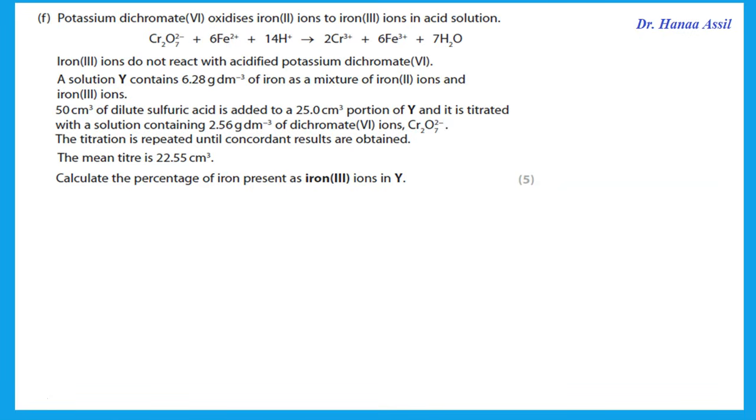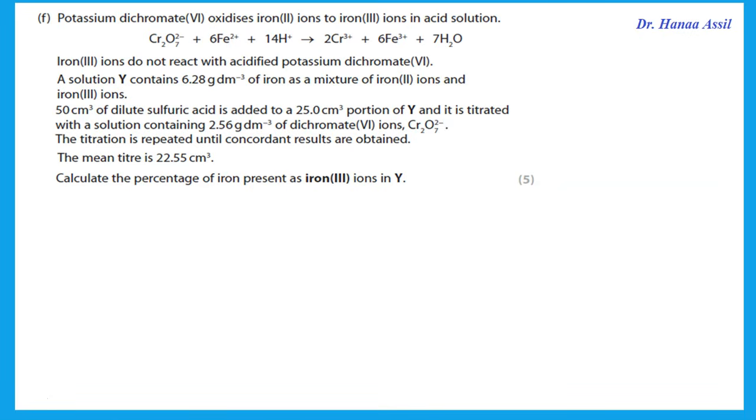50 centimeter cubed of sulfuric acid is added to 25 centimeter cubed of Y. It is titrated with a solution containing this amount of dichromate ions, and the titration is repeated until concordant results, and we got a mean titer of 22.55. Calculate the percentage of iron represented as iron 3 in Y.